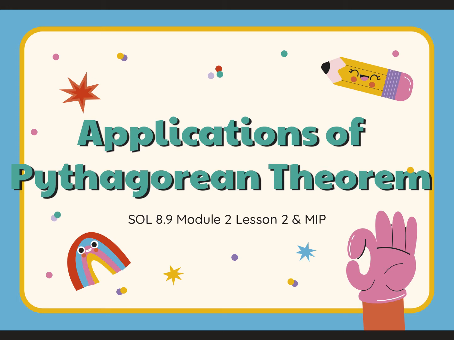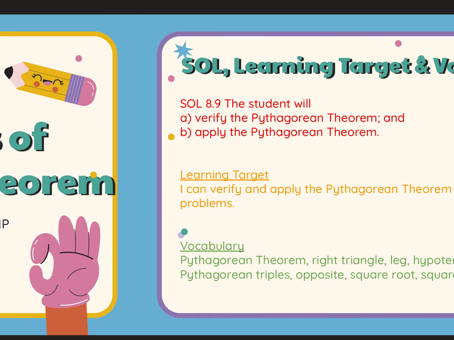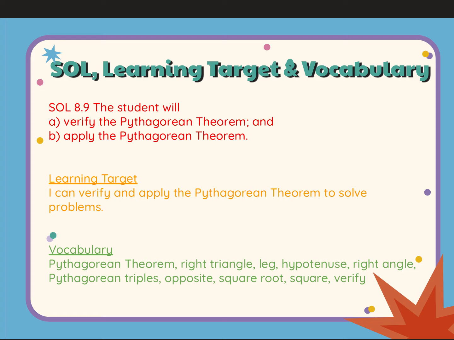All right, so for today's lesson, we are going to take a look at applications of the Pythagorean theorem. So we're going to take a look at some word problems. So still using our a squared plus b squared equals c squared, we're going to apply it to some word problems. So we're still in SOL 8.9.